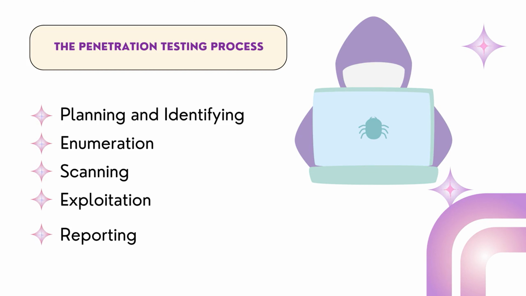Then on number 3 we have scanning. The penetration tester uses automated tools to scan the website or web application for any vulnerabilities. Number 4, exploitation. The penetration tester manually exploits any vulnerabilities that were found during the scanning phase. And lastly, we have reporting. The penetration tester generates a report that summarizes the findings of the test.